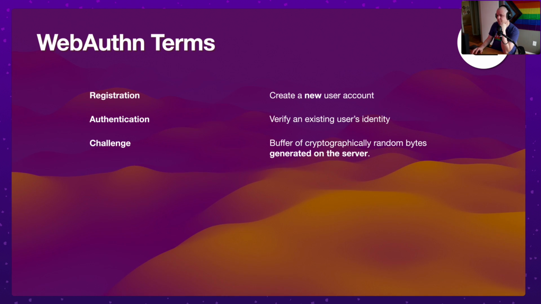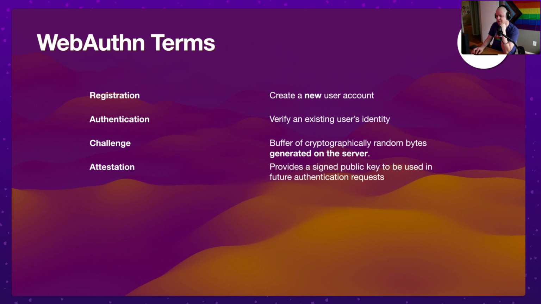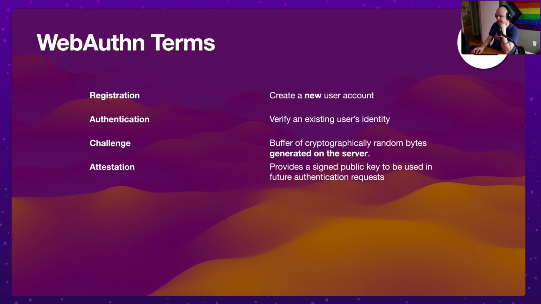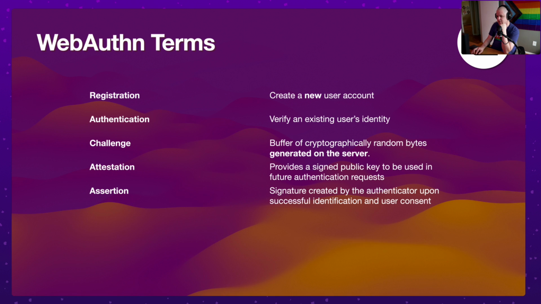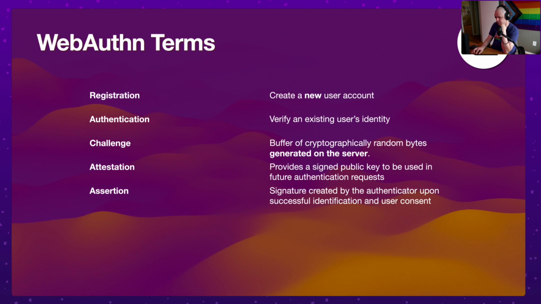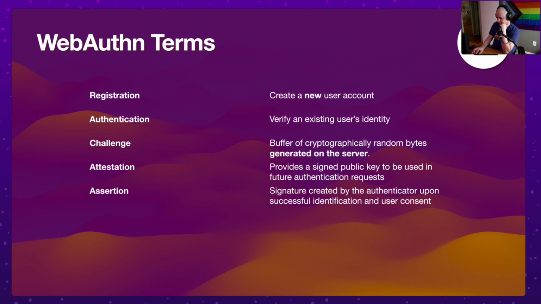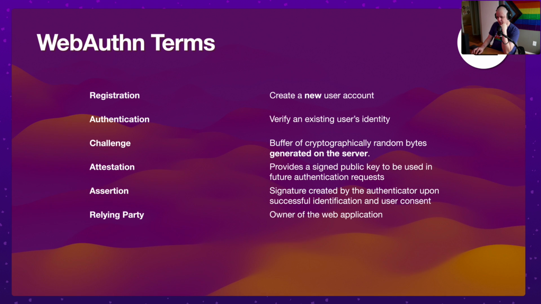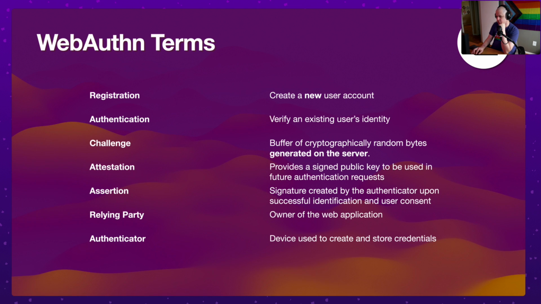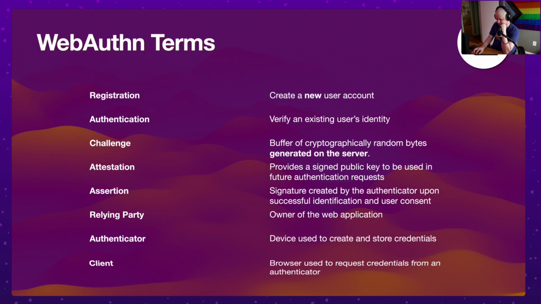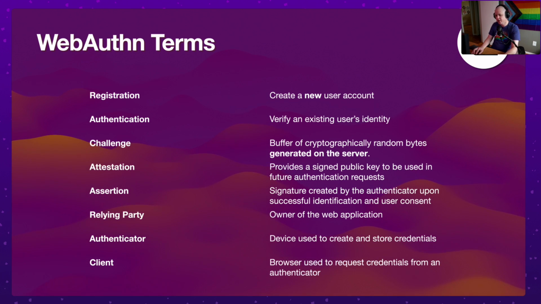The challenge is a buffer of cryptographically random bytes generated on the server. Attestation provides a signed public key to be used in future authentication requests. An assertion is a signature created by the authenticator upon successful identification and user consent. Relying party is the owner of the web application. The authenticator is the device used to create and store credentials. And the client is the browser used to request credentials from an authenticator.